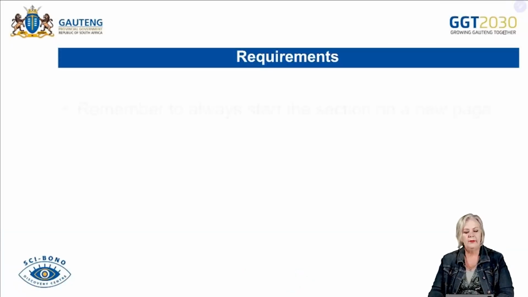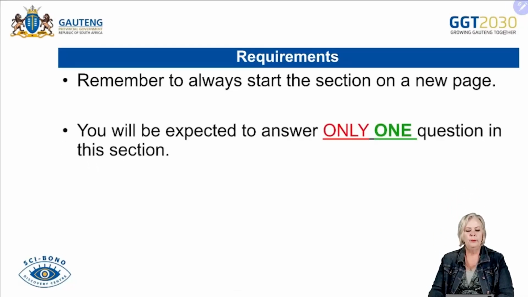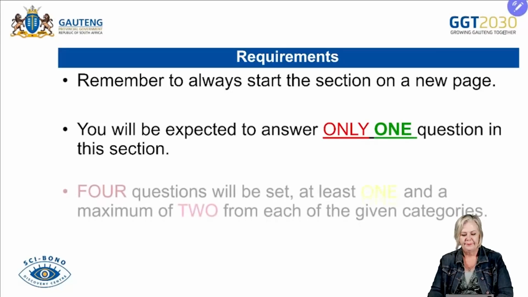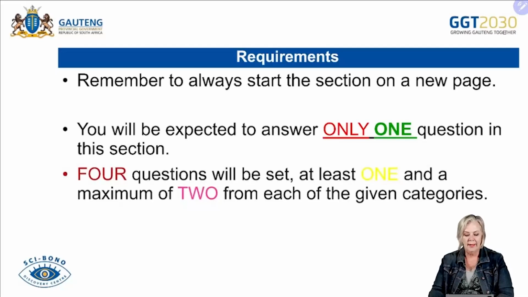Now, when we look at the requirements for these texts, remember to always start this section, section B, and later on section C, on a new page. You will be expected to answer only one question in section B. 4 questions will be set, at least 1 and a maximum of 2 for each of the given categories.